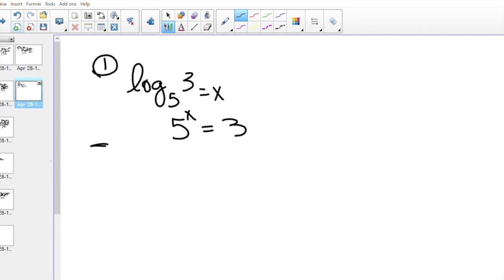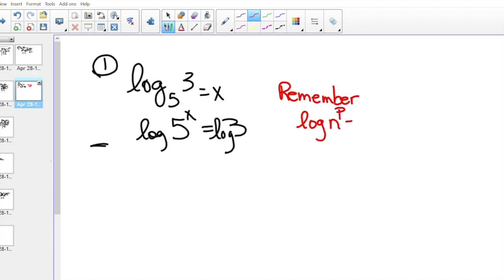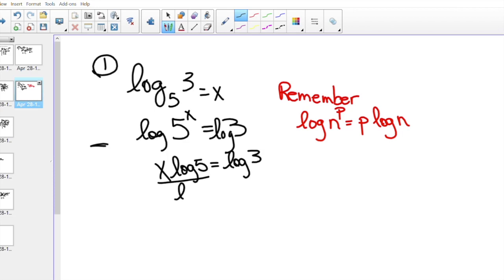Now remember, we're going to use Mr. Napier's logarithms here. But remember what I told you yesterday. This is what you've got to remember when we're doing the rest of these problems: he said if you take the logarithm of a number to a power, you say the power times the log of the number. So over here we would say x times the log of 5 is equal to the log of 3. Divide by log of 5. Now go to the calculator and get the answer.